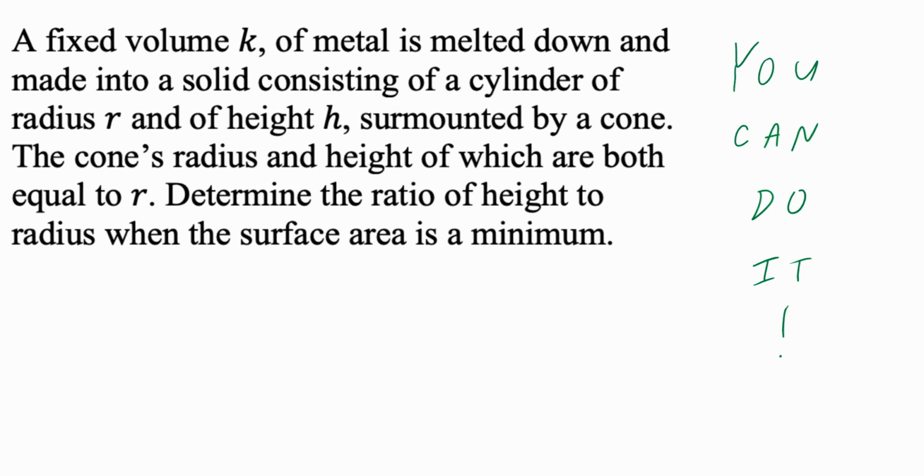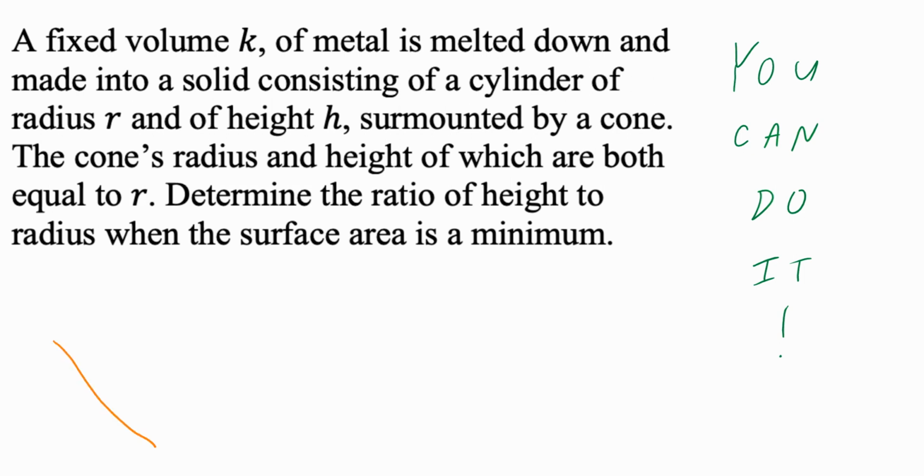Hi everyone, let's take a look at the following word problem. A fixed volume K of metal is melted down and made into a solid consisting of a cylinder of radius r and of height h, surmounted by a cone. The cone's radius and height of which are both equal to r. Determine the ratio of height to radius when the surface area is a minimum.